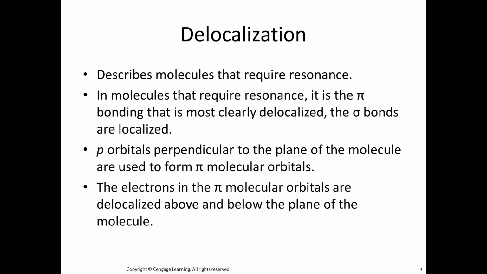In the idea of delocalization, we use this to describe molecules that require resonance in their Lewis structures. In molecules that require resonance, it's the pi bonds that most clearly are delocalized. The sigma bonds are localized between 2 atoms. The p orbitals, which are perpendicular to the plane of the molecule, are used to form the pi molecular orbitals. The electrons in the pi molecular orbitals are delocalized above and below the plane of the molecule.